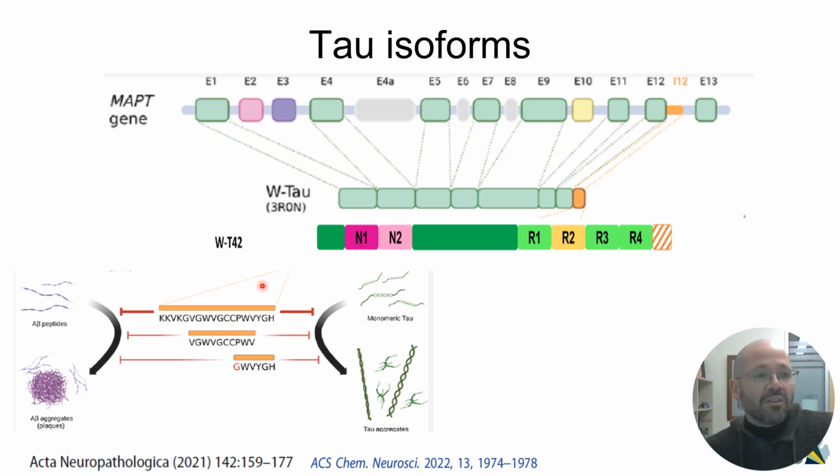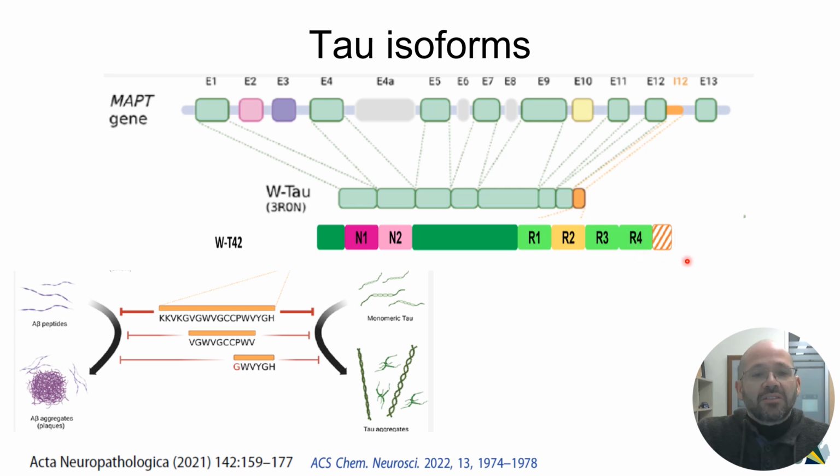The first group to report this isoform is the group of Jesus Avila in Spain. WT30 is the isoform that contains that intronic sequence inserted in the mRNA that leads to a protein that has a splicing of exon 2, 3 and exon 10. So it generates a protein that is 3R0N with the extra sequence that comes from intron 12. But there is also a protein they named WT42, which contains the two exons, exon 2 and 3 in the N-terminus, and the 4 repeats in the microtubule binding domain, in addition to that intronic sequence that has that stop codon at the end.